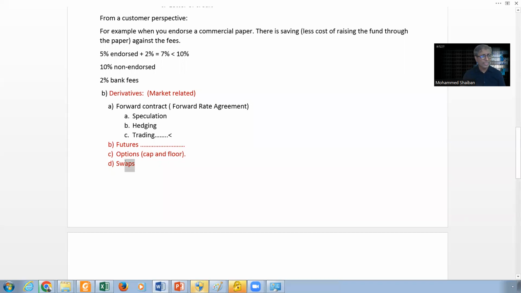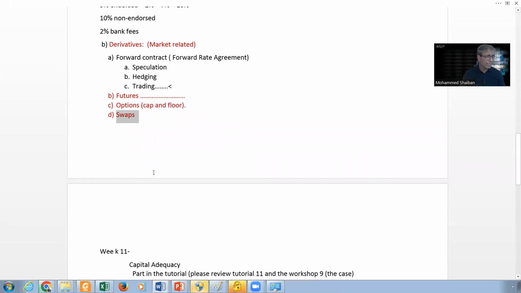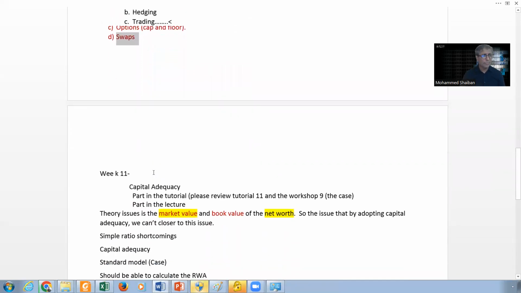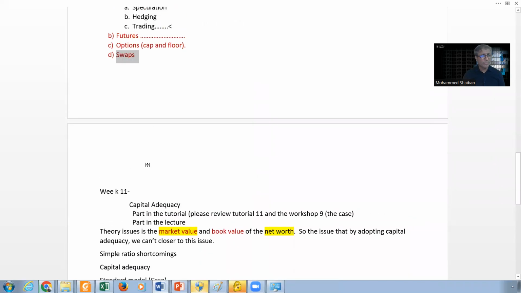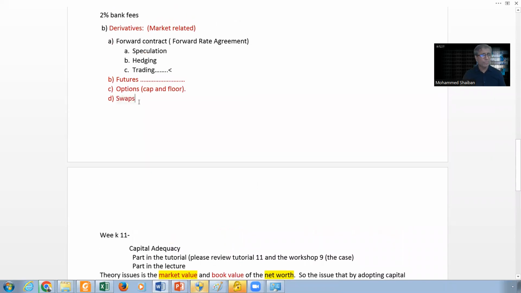I don't think I discussed the swaps in terms of the concepts in the tutorial, and it's okay. Now week 11, I don't think there is a problem, but it's an easy issue.